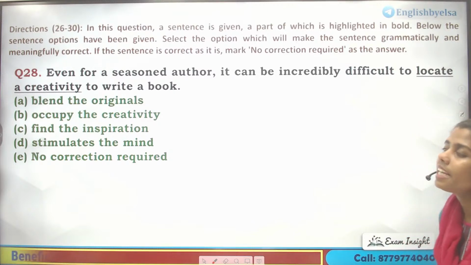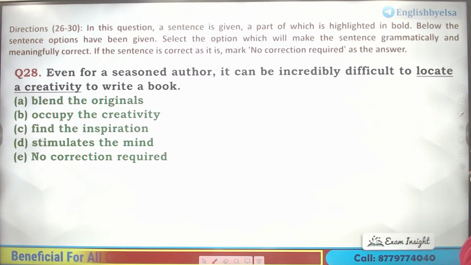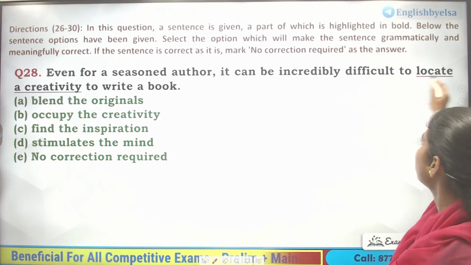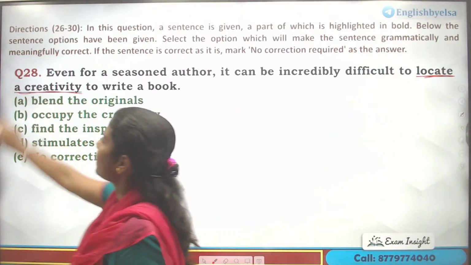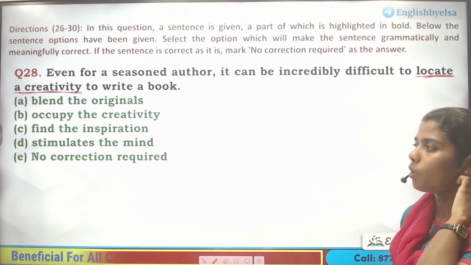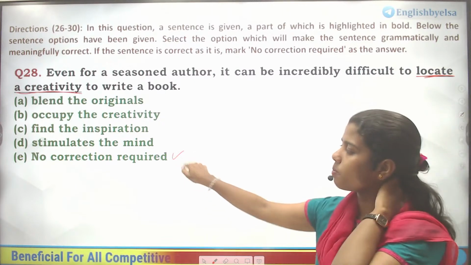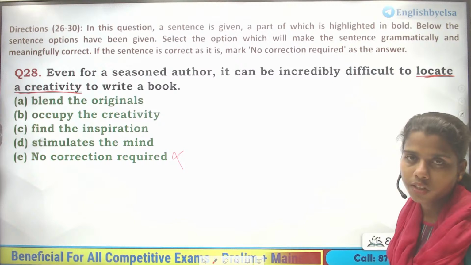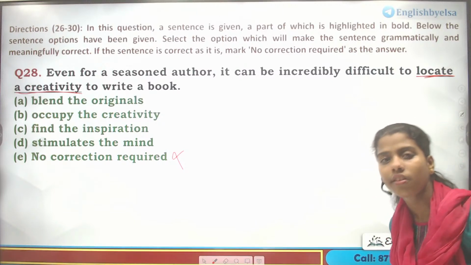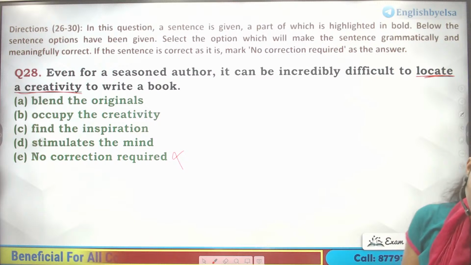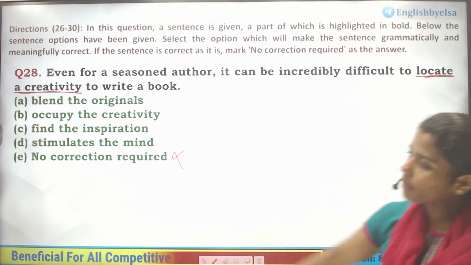Question 28. Even for a seasoned author, it can be incredibly difficult to locate a creativity to write a book. According to the context of the sentence, these words don't fit. That means I need a replacement: blend the originals, occupy the creativity, find the inspiration, stimulates the mind, no correction. No correction is not the answer because I said that replacement is required. What is the correct one? To write a book, what does an author need? To blend the originals, occupy the creativity, find the inspiration, stimulates the mind. I can eliminate this option also.